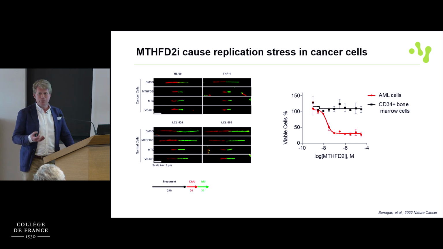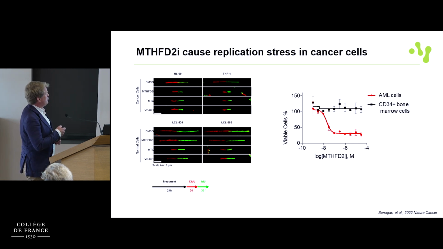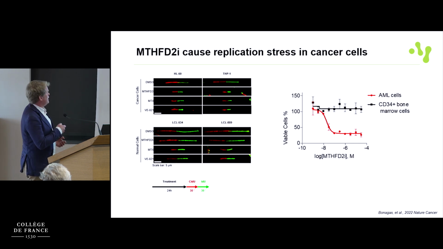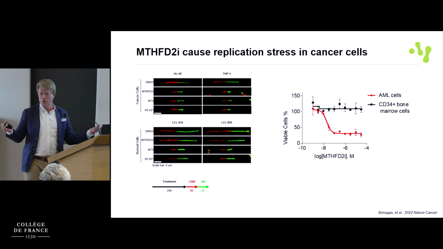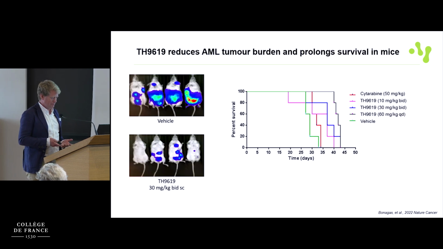So the reason that we picked this target in the first place was that it was a cancer-specific protein. We can see that our inhibitors slow down replication forks and cause this replication stress. But this is also done with methotrexate or ATR inhibitors or any other chemotherapy drug that we have. The difference is that we don't see this in non-transformed cells. So here, we don't slow down replication forks, and it's not toxic to proliferating CD34 positive bone marrow cells. It's only toxic to the cancer cells.